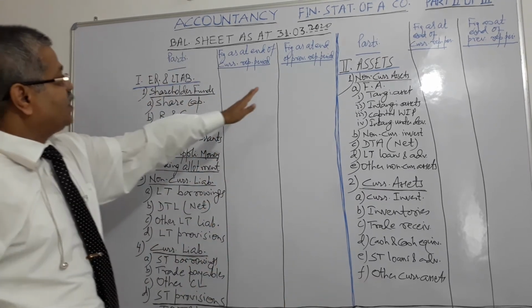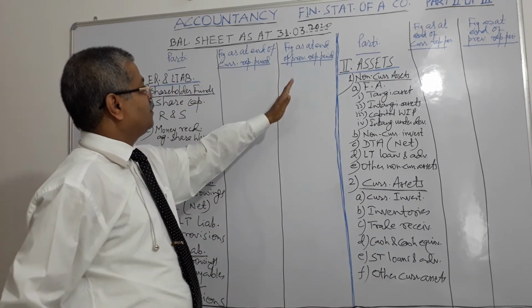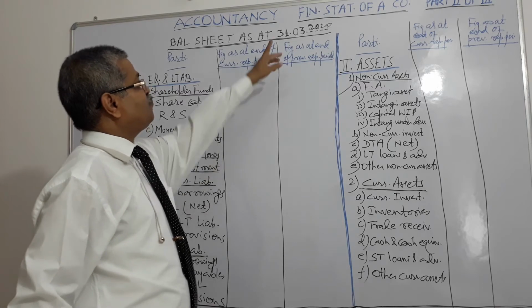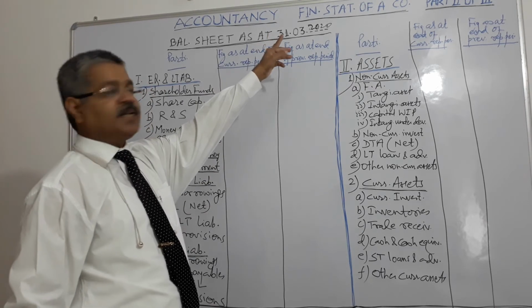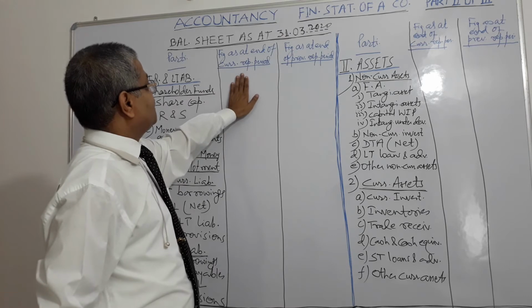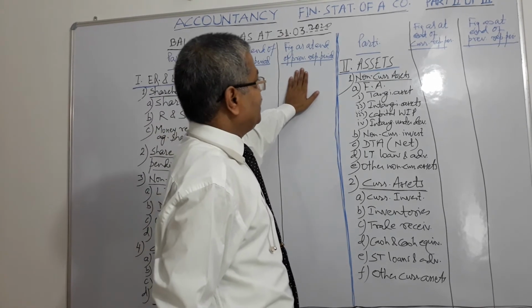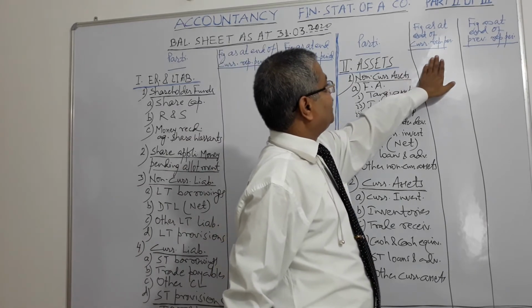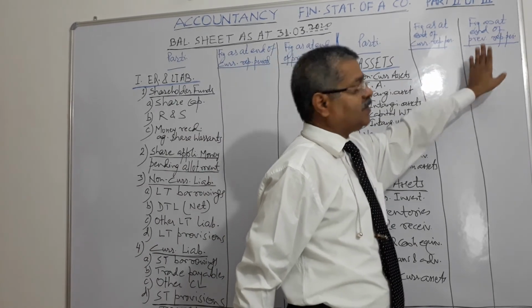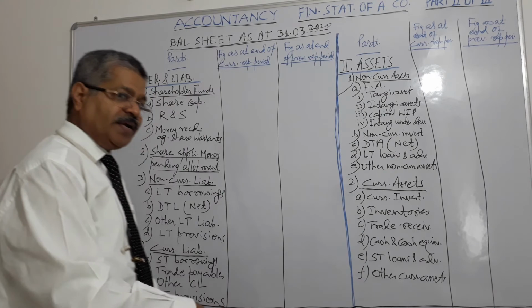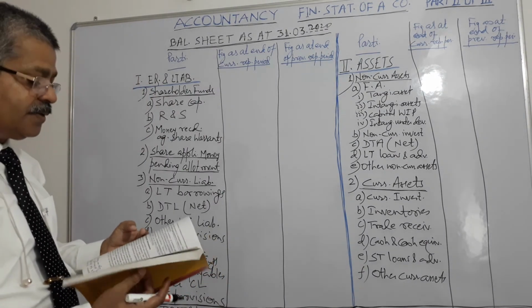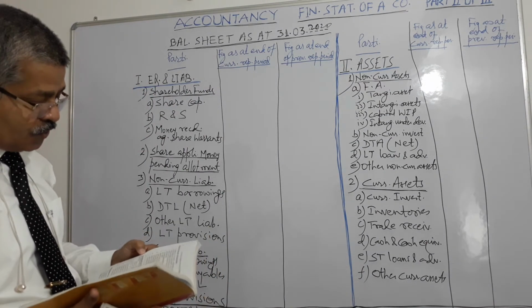And here we have a comparison for 2 years, previous year and the current year. If we are talking of 31/3/2020, this is 31/3/2020, this is 31/3/2019. Current reporting period 31/3/20, previous reporting period 31/3/2019, right?